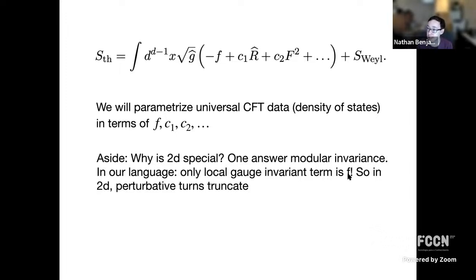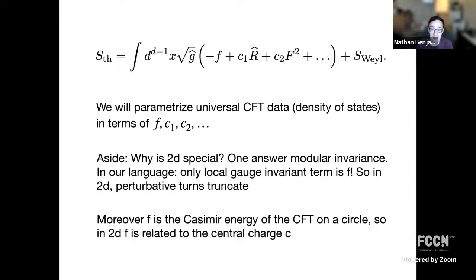So that's why in 2 dimensions, there's only one number in the high energy density of states, which is this value f. Also in 2 dimensions, this f is the Casimir of the CFT on a circle. So in 2 dimensions, this f is precisely the central charge, and this is what allows us to recover Cardy's formula.